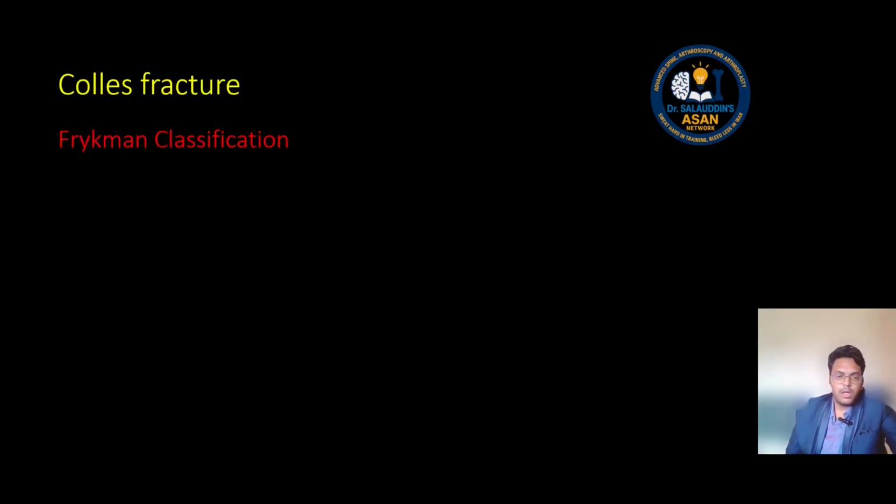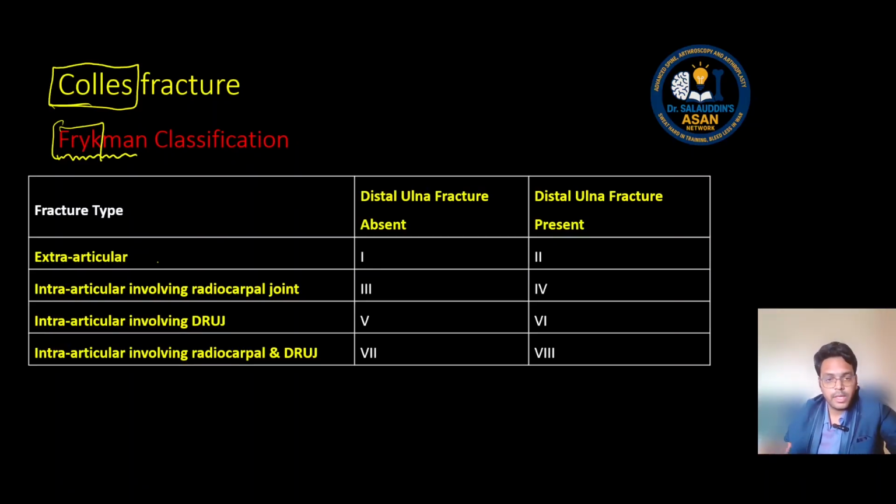Then coming to the Colles fracture, the classification given is by Frykman. So it has a total of 8 types. Basically 4 types. The only difference is whether it has an ulna fracture or not. If it has an ulna fracture, then you add one more type to the existing type. Extra-articular fracture without any ulna fracture is type 1. If it has an ulna fracture, it is type 2.